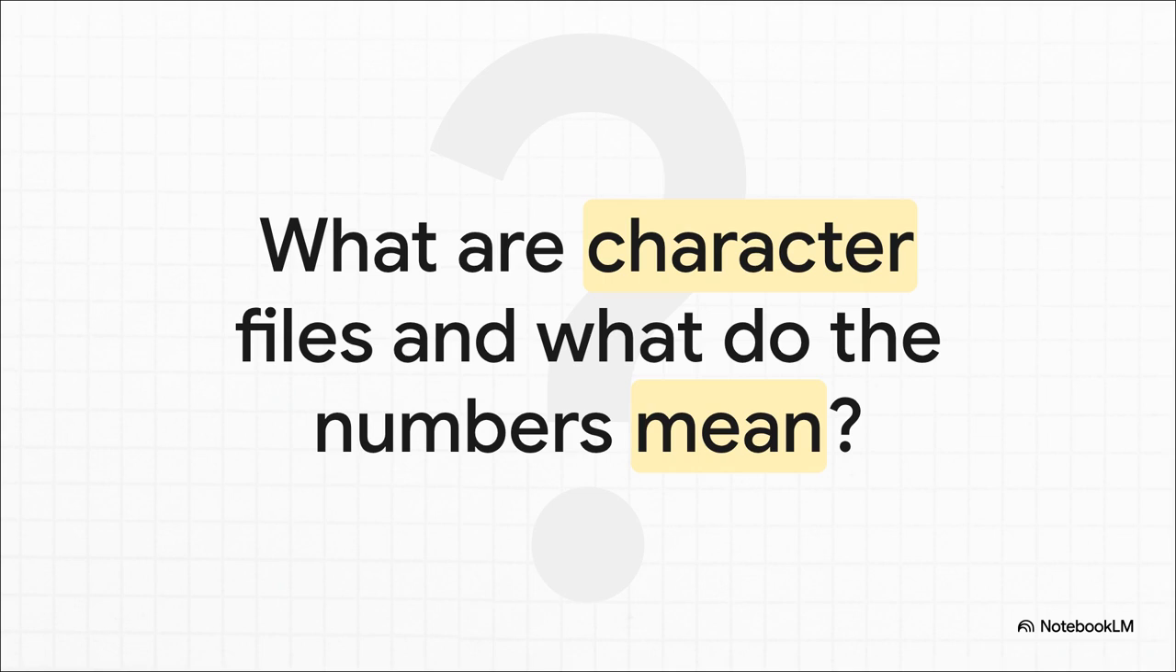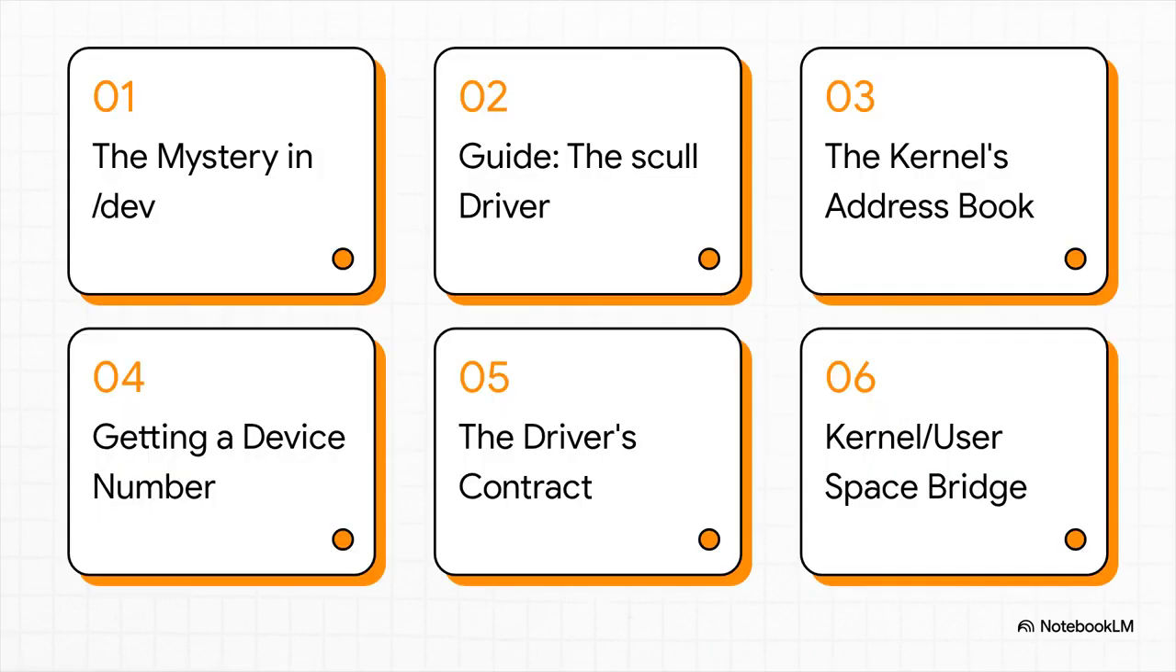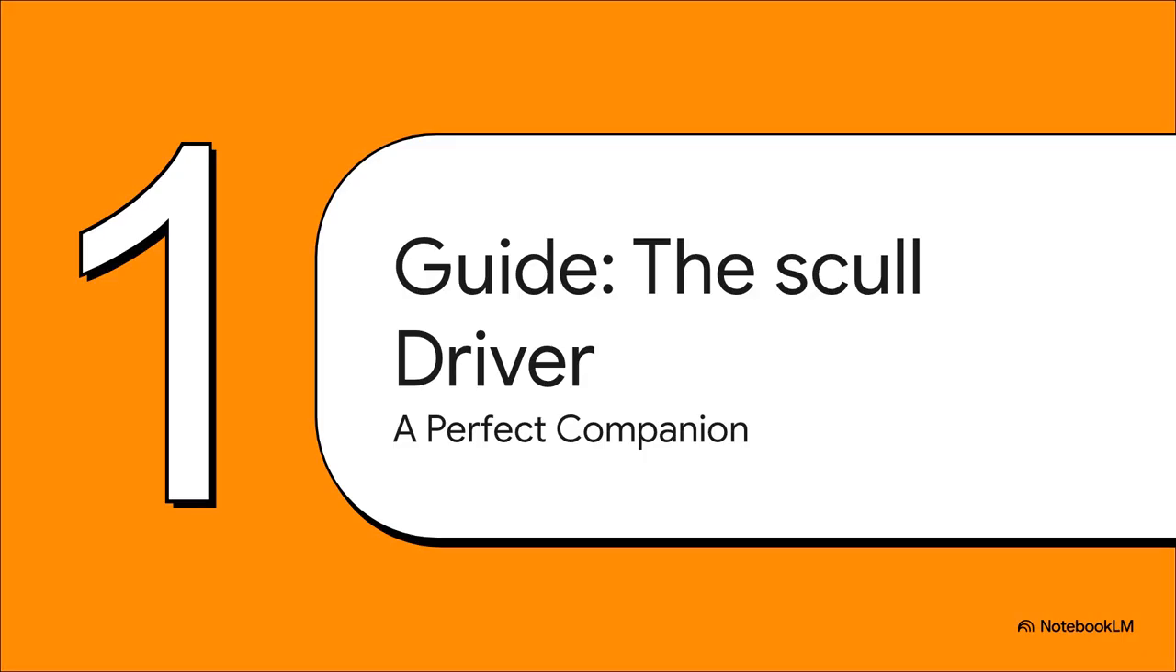So that's the big mystery we're going to solve today. What are these special files, and what is the secret code that's hiding in those two little numbers? To figure it all out, we're going to start with that mystery in /dev. Then we'll meet our guide for this journey, a driver called Skull. From there, we'll decode what I like to call the kernel's address book, see how a driver gets its number, understand the contract it makes with the kernel, and finally, we'll look at the critical bridge between your programs and the kernel itself.